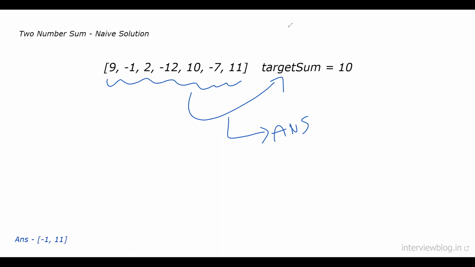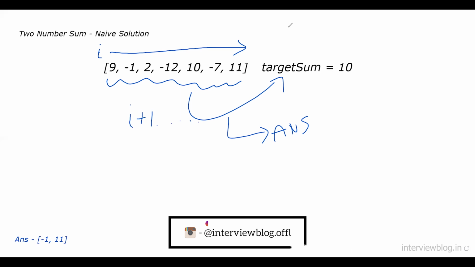The first for loop, that is the outer for loop, is going to traverse the array elements one by one. Let's say the iterator for the outer for loop is i, and the inner for loop is going to traverse the elements from the i plus 1th index to the end of the array. With these two for loops, we'll be generating the pairs of numbers, and at each step, we will be adding those two numbers, and we'll be checking if that added value is equal to the target sum. And if it is equal, we'll be returning that pair as our answer.